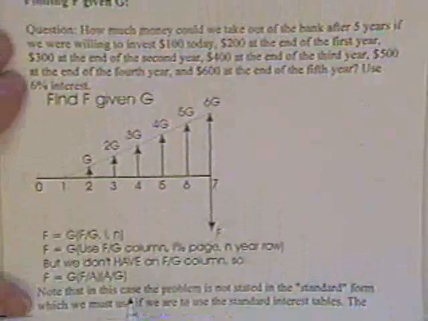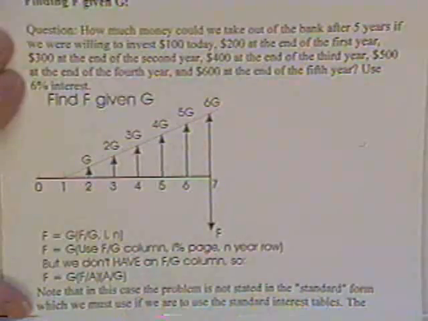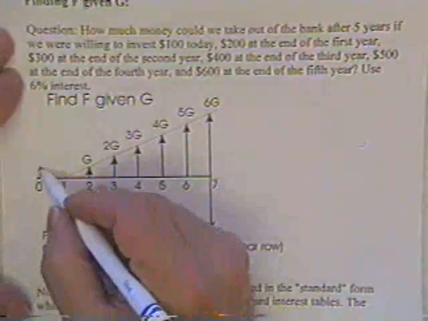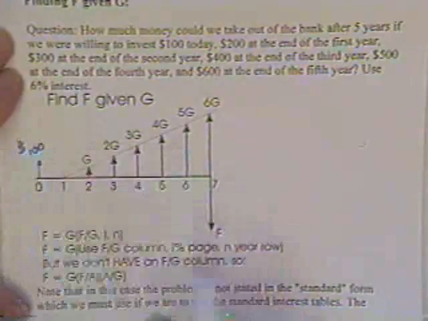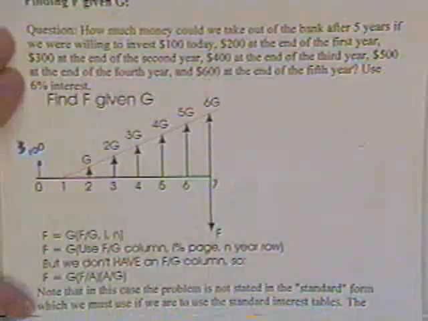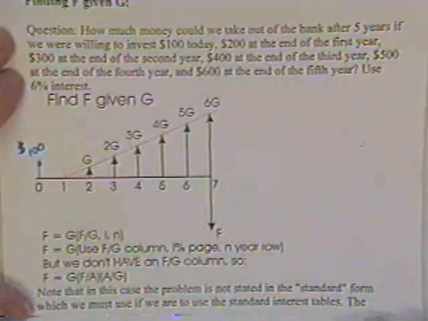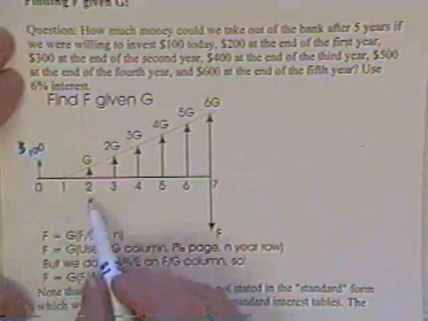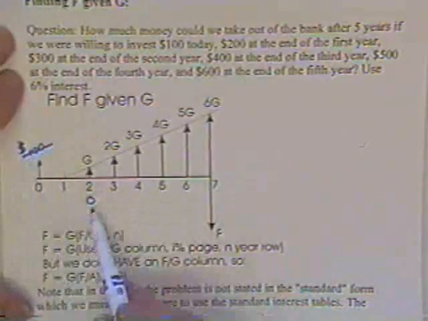But, ooh, look what he did to us. He cheated. He says he's going to invest $100 today. Why, that wasn't very nice. If he's going to invest $100 today, then he's not using standard form. I tell you what, rather than putting $100 today, let's just pretend the 0 is here. There's $100 today.